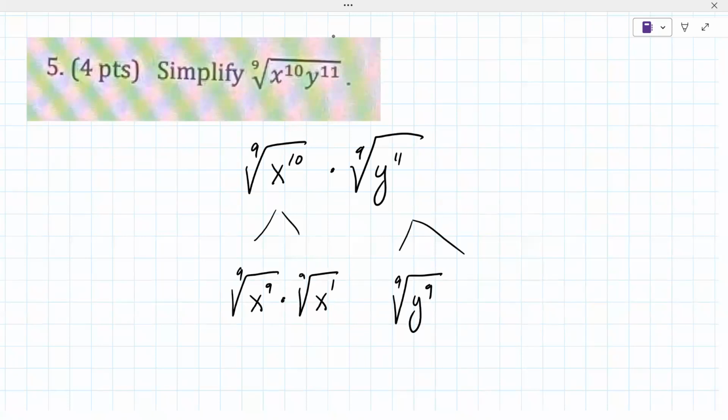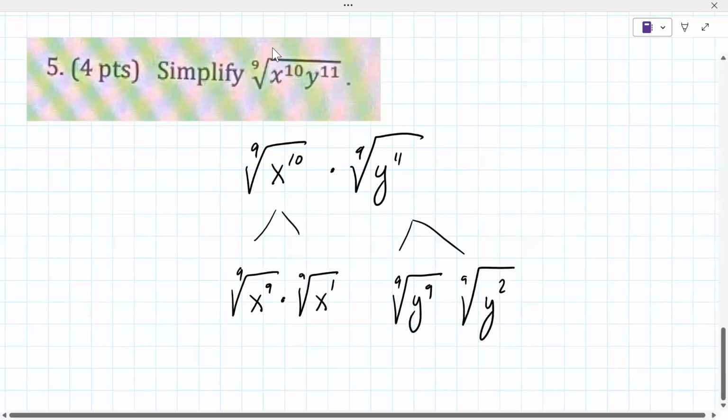And then this y to the 11th is the 9th root of y to the 9th times the 9th root of y squared. What you should notice here is that the 9 plus the 1 gets you back to 10. The 9 plus the 2 gets you back to 11. Now you might wonder, why 9? Well, 9 because it matches up with what's called the index there.